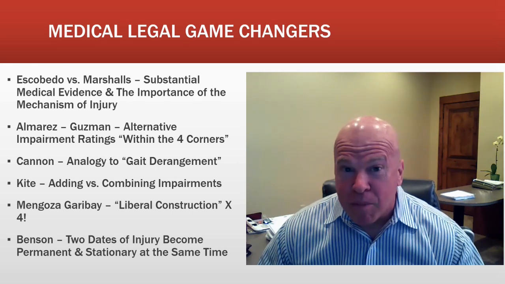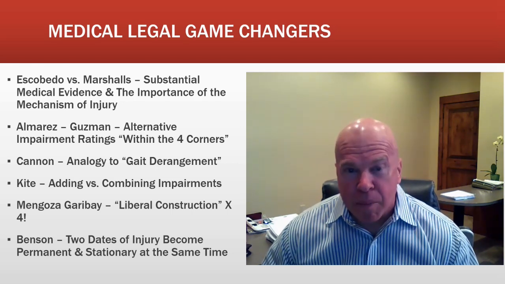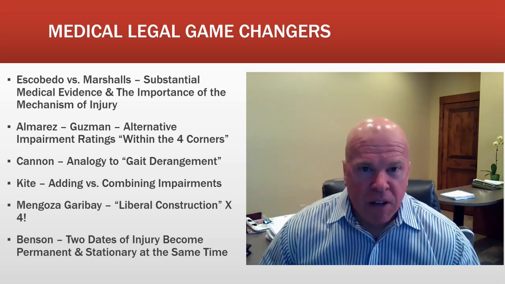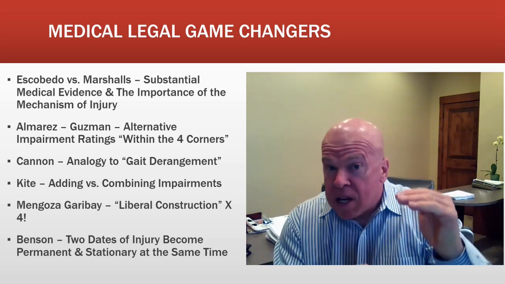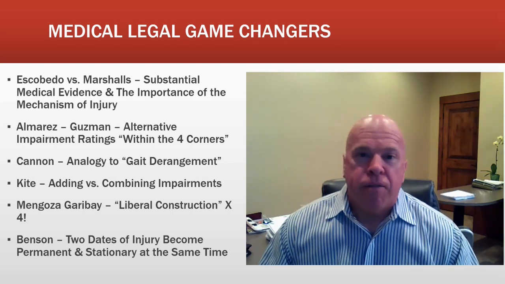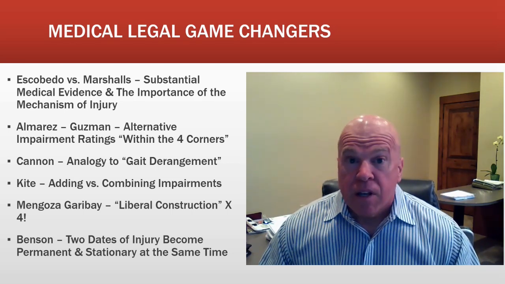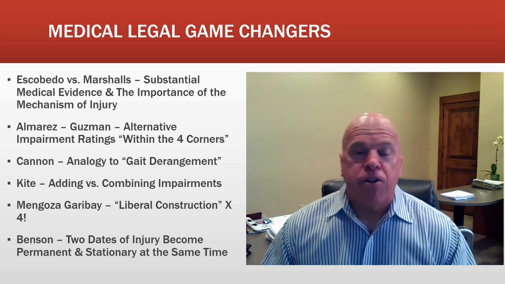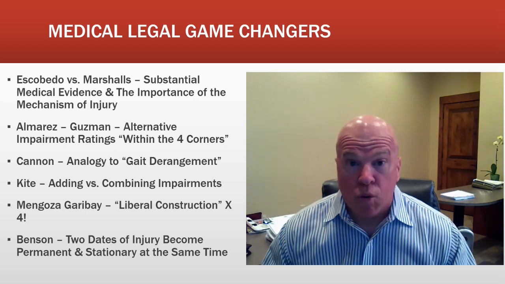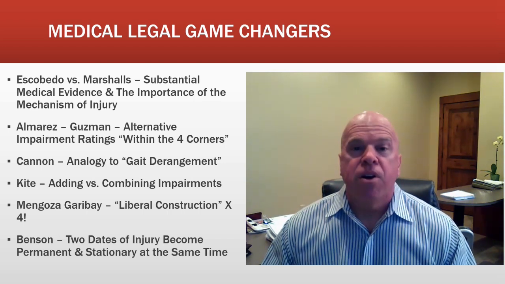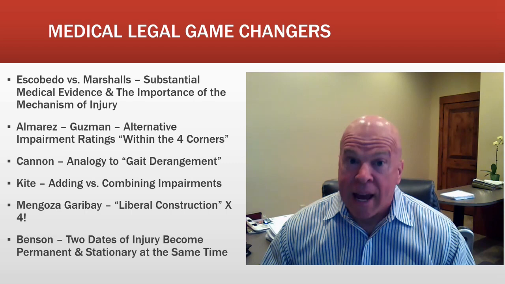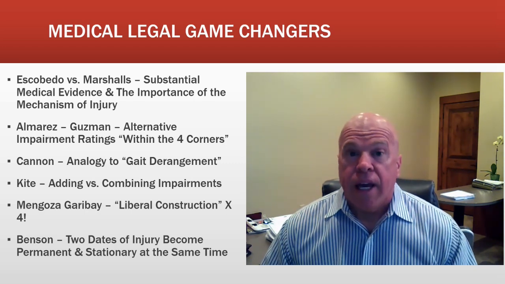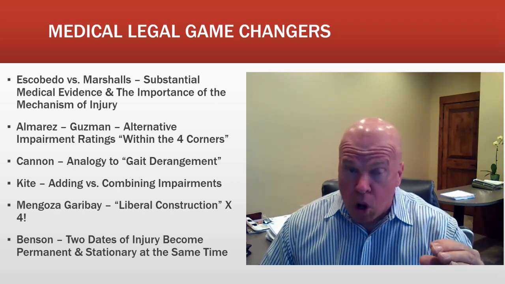by adding those impairments versus combining the impairments, which, as we know, combining impairments using the combined values chart on page 604 has a compressive or reductive effect on the final impairment rating, such that two impairments of 10% under the combined values chart might combine to a total of like 18%, whereas with adding the impairments, the final impairment rating is 20%. And this is just an example using small numbers.